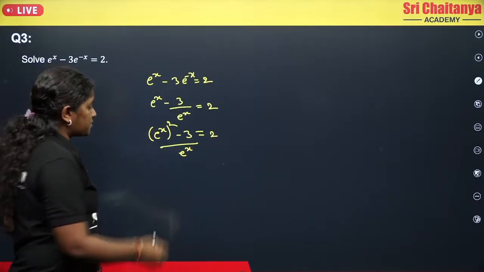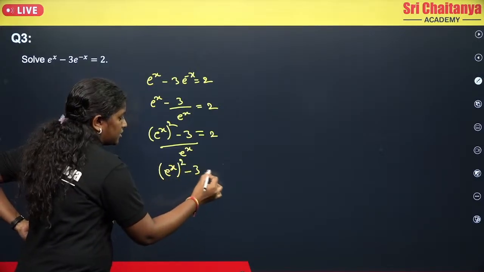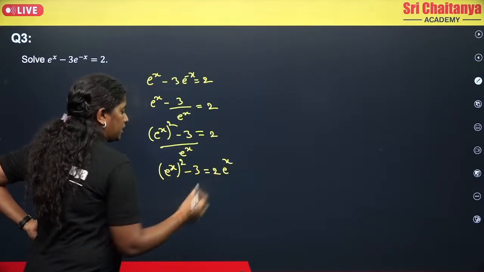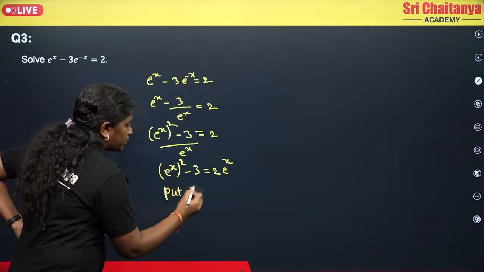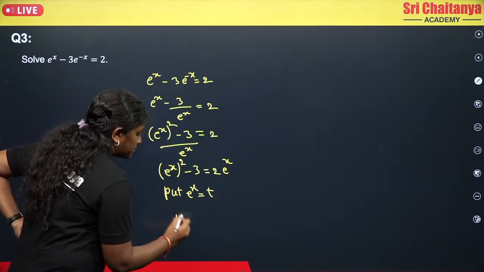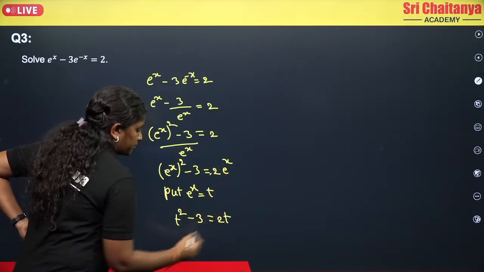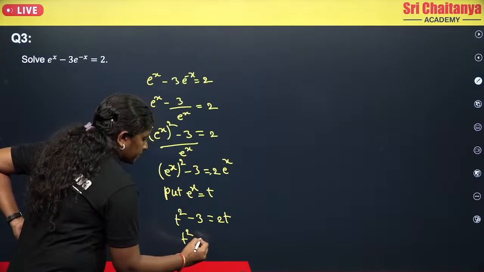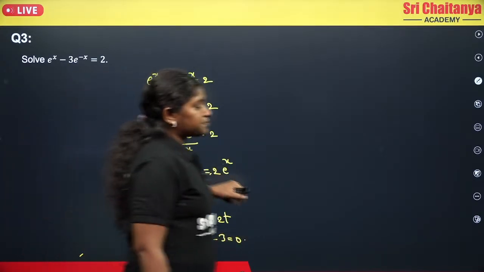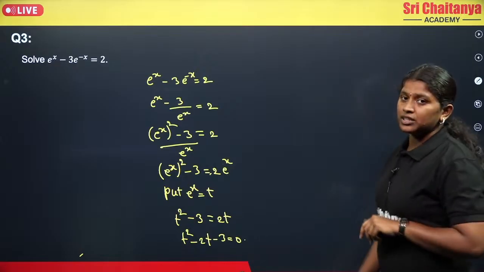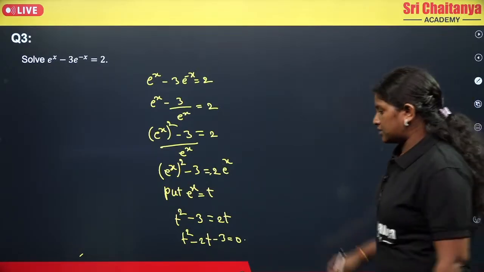Once again do the transposition. So you will get e to the power x whole square minus 3 equals 2 e to the power x. Same. So now put e to the power x equals t. So that becomes t square minus 3 equals 2t. Now here it will become t square minus 2t minus 3 equals 0. Now if you use splitting the middle term, you will get the values of t. Then equate t to e to the power x.